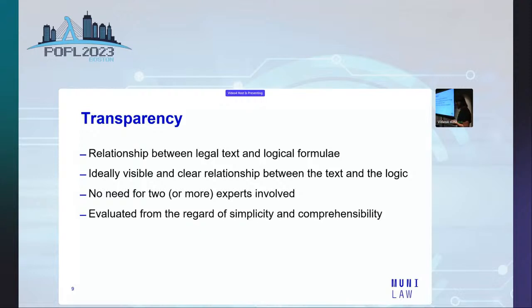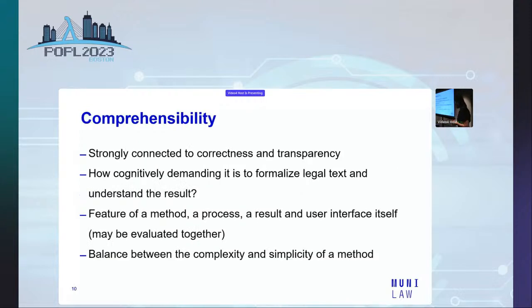And transparency should be evaluated with regard to simplicity, so it's comprehensible and simple. Comprehensibility is a feature related to the user interface, or the thing that is presented to the lawyer who is doing the legal formalization. It can be expressed as a question of how cognitively demanding it is to formalize the legal text and understand the result.